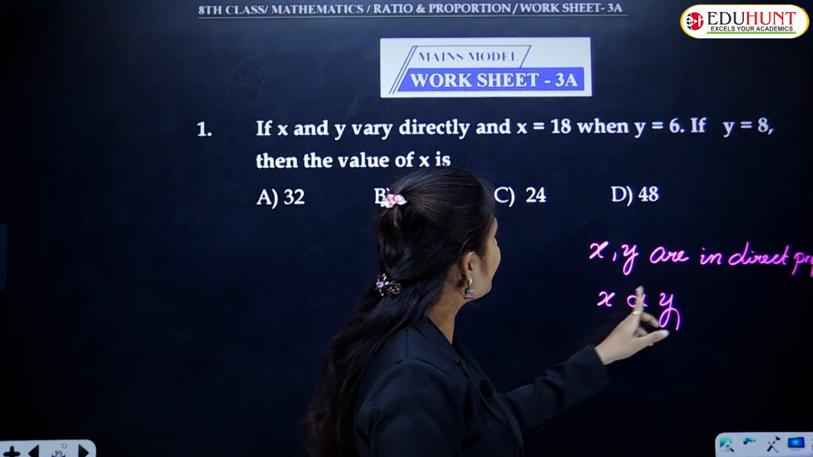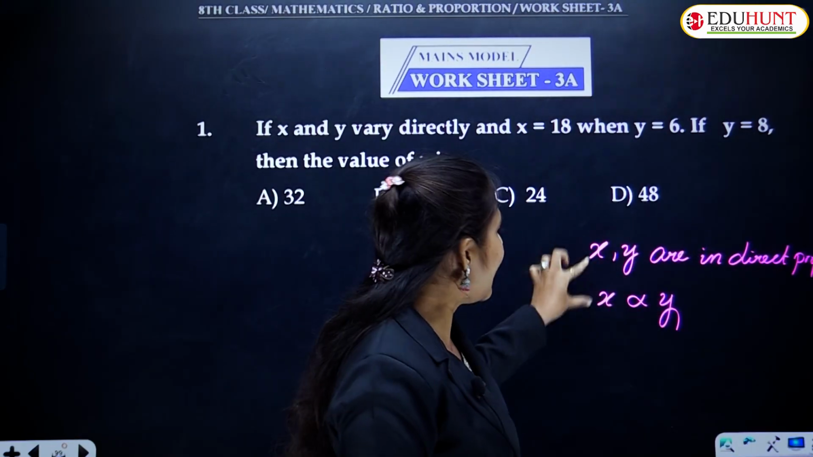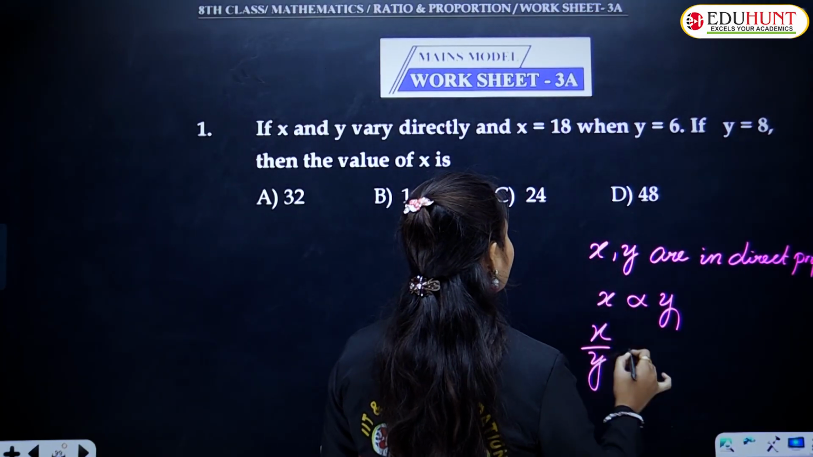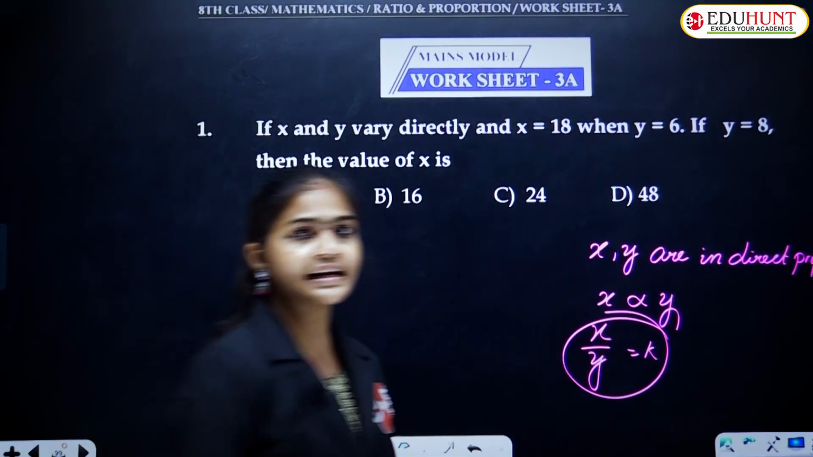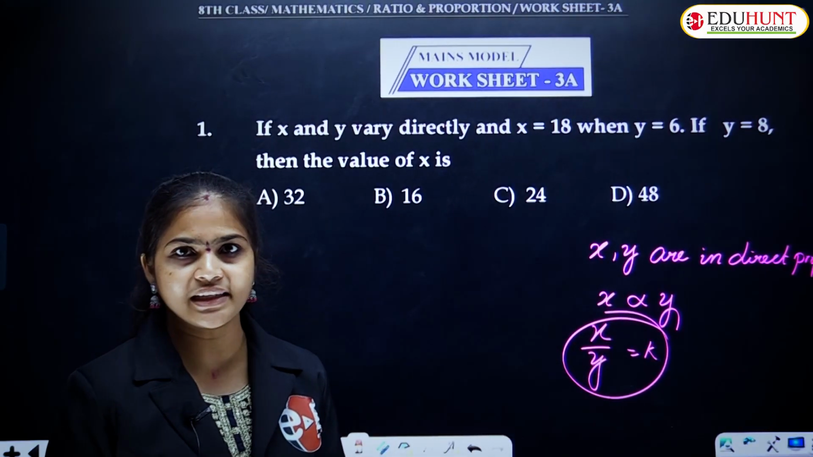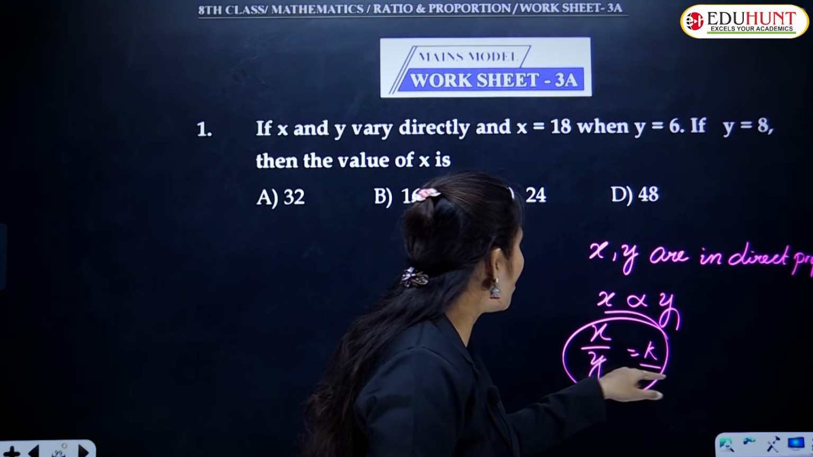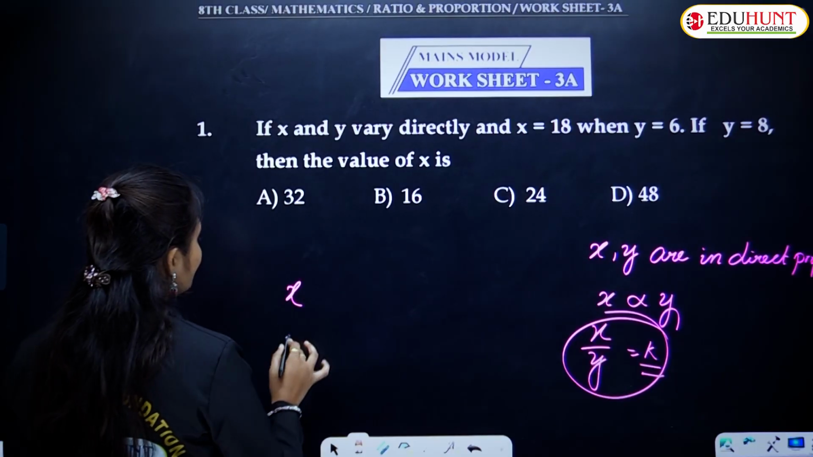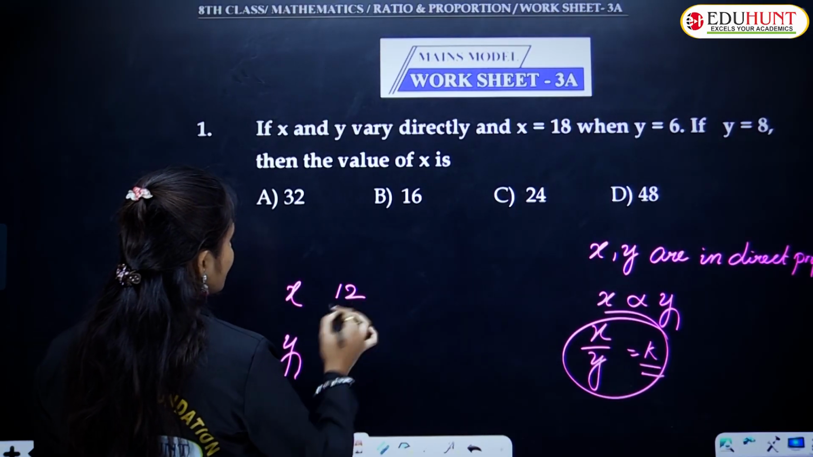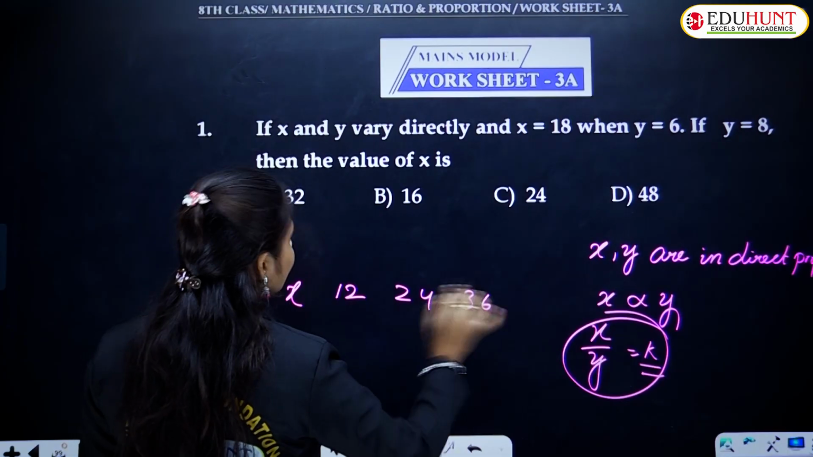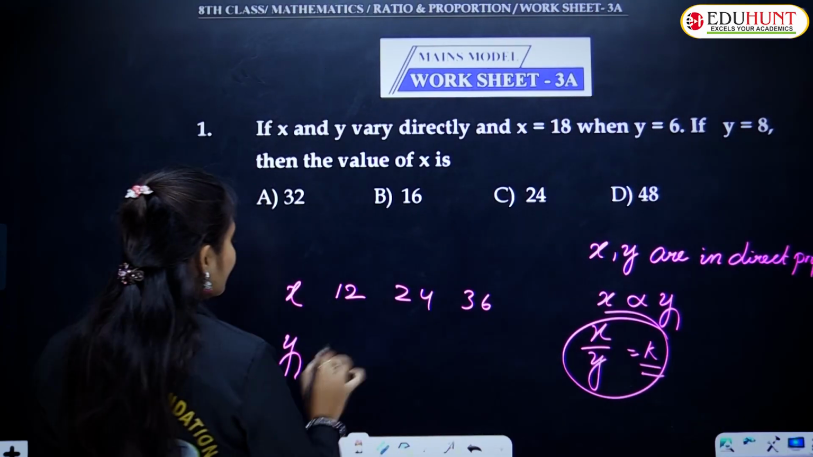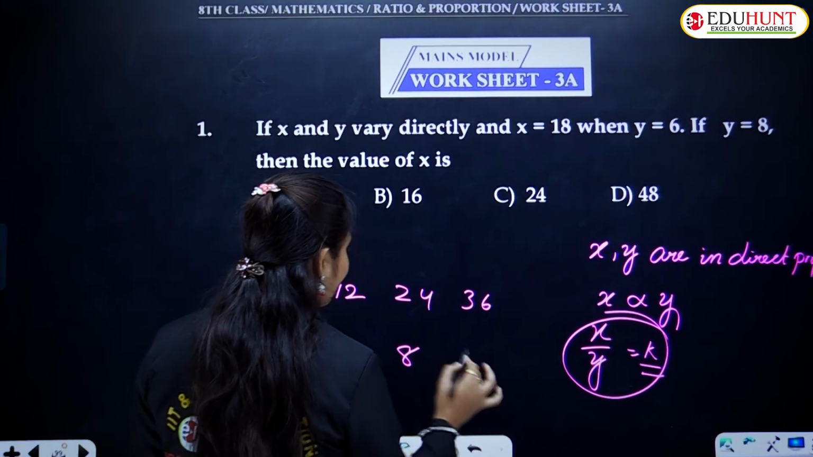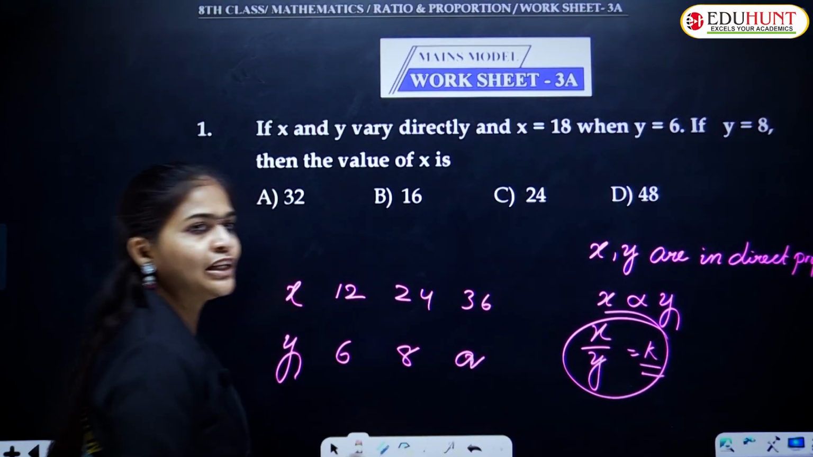So here x, y are in direct proportion. Then x is directly proportional to y, and its ratio is constant. That is the definition of direct proportion. The ratio being constant means, while you are taking the values of x and y, for example x values 12, 24, 36, in increasing order, and y values 6, then 12, and 8 is given but one value is not given. We need to find that value.